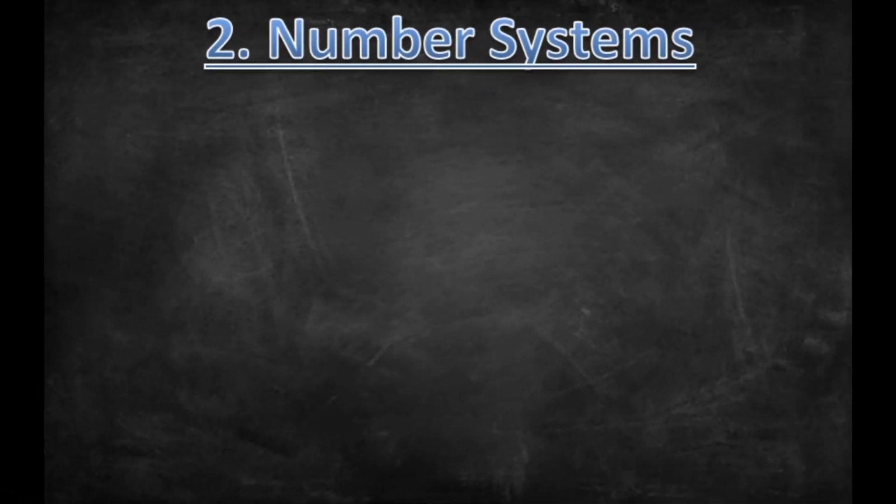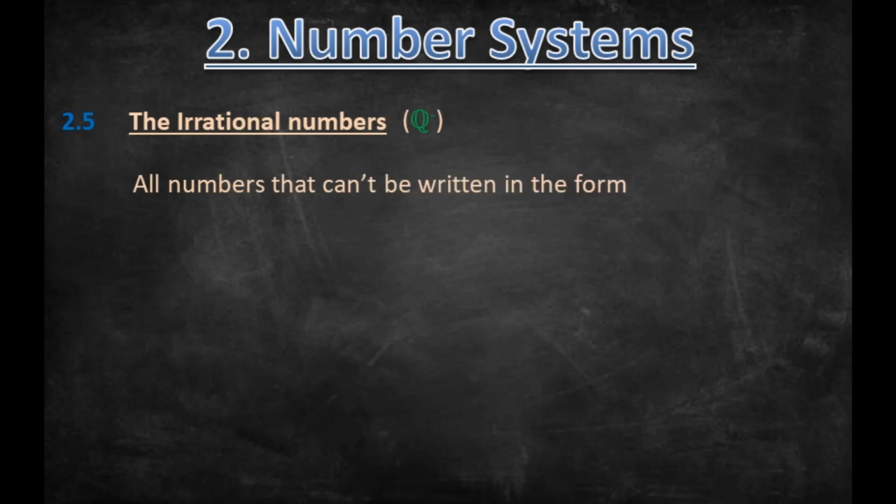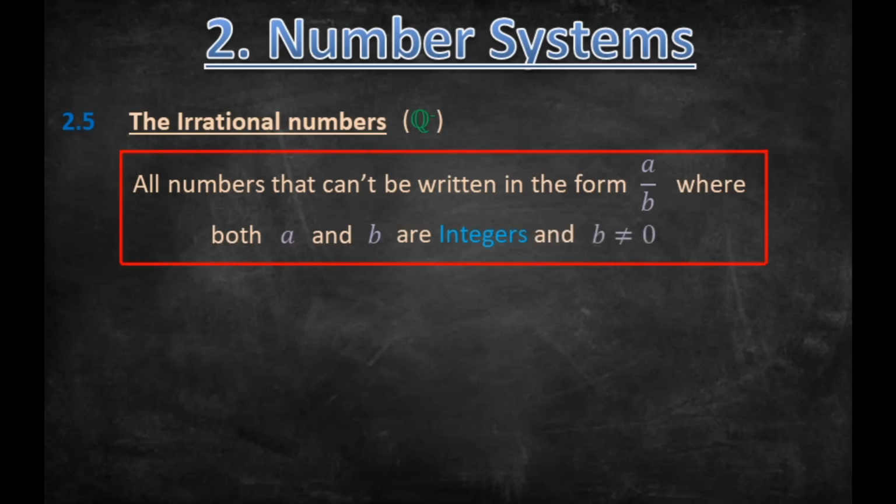The next number system that we'd like to look at are the irrational numbers. We use a symbol Q minus for the irrational numbers. And the irrational numbers are all the numbers that can't be written in the form a over b, where both a and b are integers and b isn't 0. In other words, all numbers that are not rational are irrational.